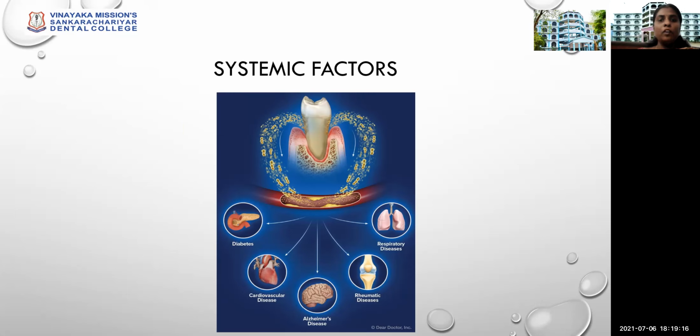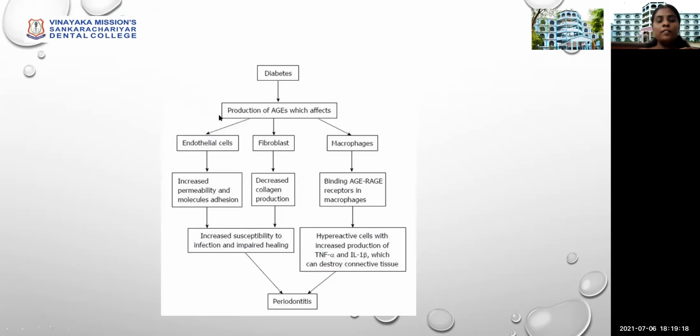In that, I'll be elaborating on diabetes. What happens in diabetes is there is production of advanced glycated end products. This AGE means advanced glycated end products. These advanced glycated end products will act on endothelial cells, fibroblasts, and macrophages. You all know endothelial cells form the lining of the capillaries. So if the increased production affects the endothelial cells, or when they get joined with the endothelial cells, they cause increased permeability of the blood vessels, leading to increased susceptibility of infection.